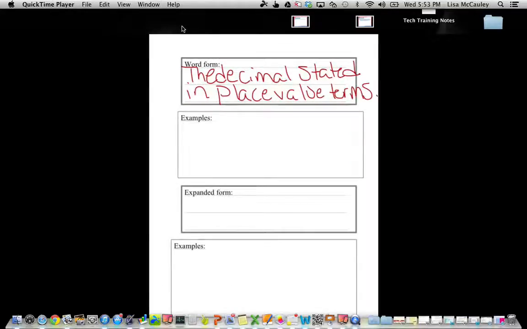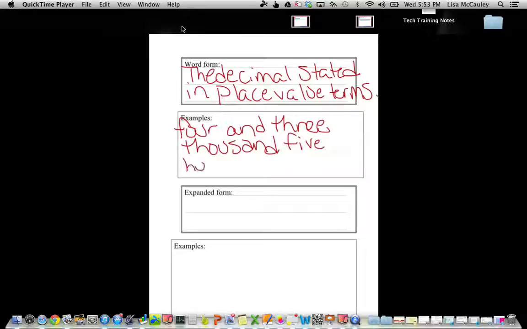So our example would be 4, oops, started to write numbers, didn't I? The example would be 4, sorry about that, 4 and 3,527 10,000s. Don't forget that TH. It makes a very big difference.